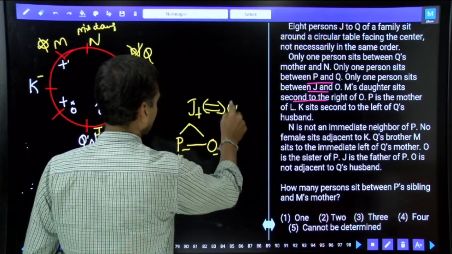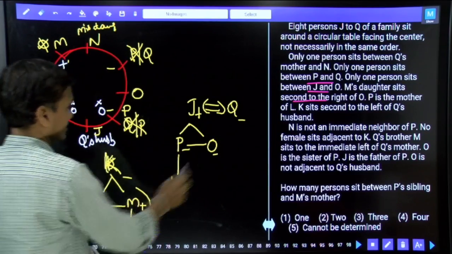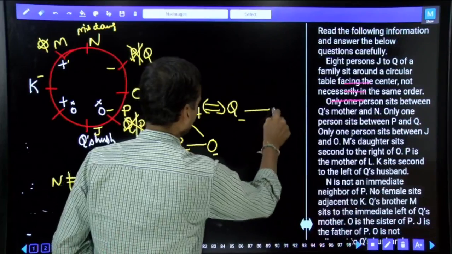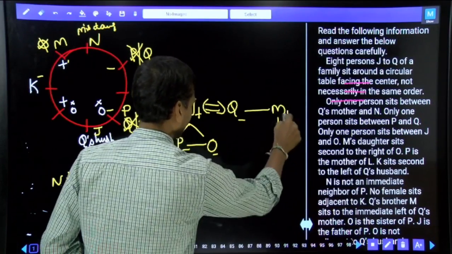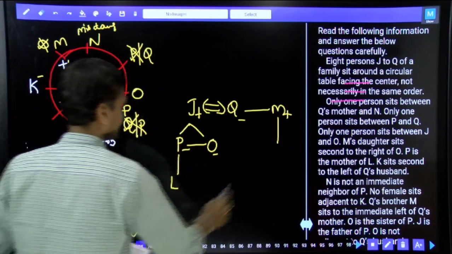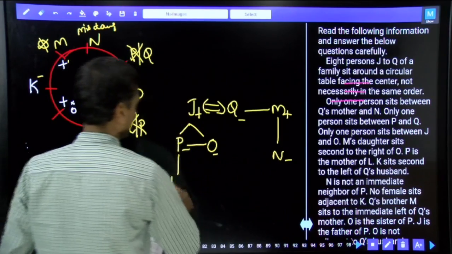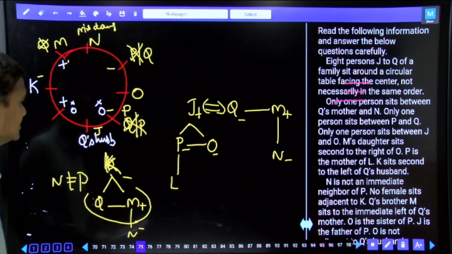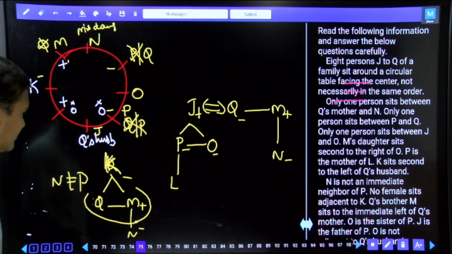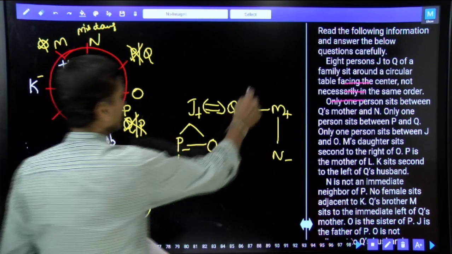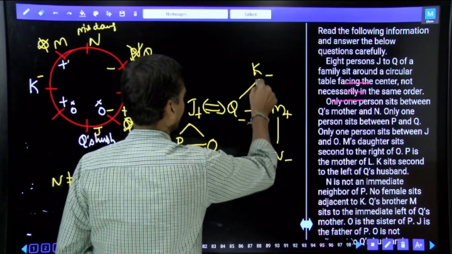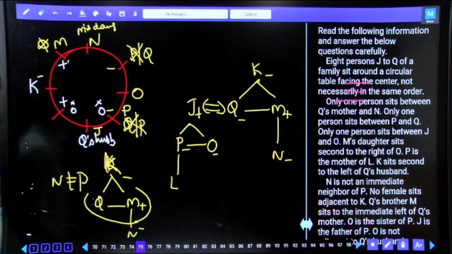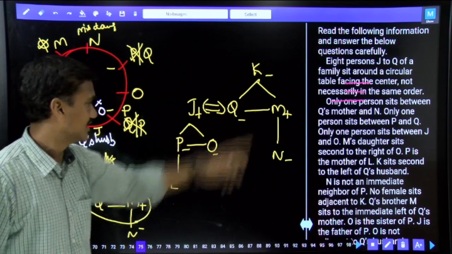Now Q is here. Q is a female, and the brother of Q is M. M's daughter is N. How many persons? 1, 2, 3, 4, 5, 6, 7 persons. One person is left over. Who is that person here? K is the person left over. K is the mother of both Q and M. Clear enough? M and Q are siblings, and K is the mother.